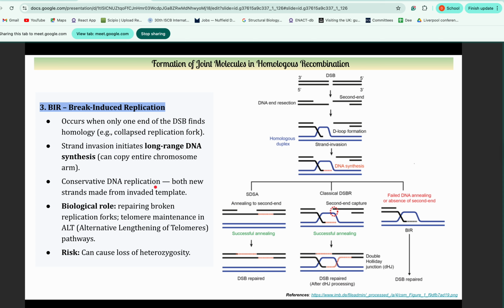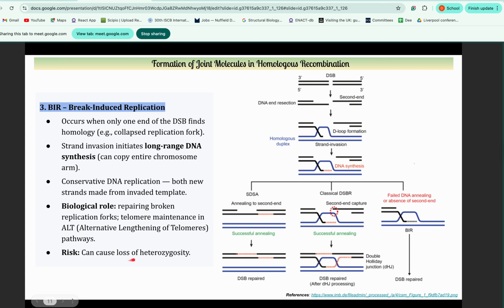This is conservative DNA replication, with both new strands made from the invaded template, but only because just one strand is invading the complementary sister chromatid, so it can recover, but the other strand does not have any complementary sister chromatid, due to which no proper annealing is taking place. So that's why it is known as break-induced replication. The biological role is repairing broken replication forks or telomere maintenance in the alternative lengthening of telomere pathways.